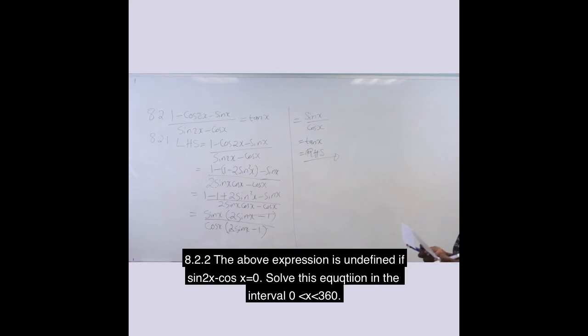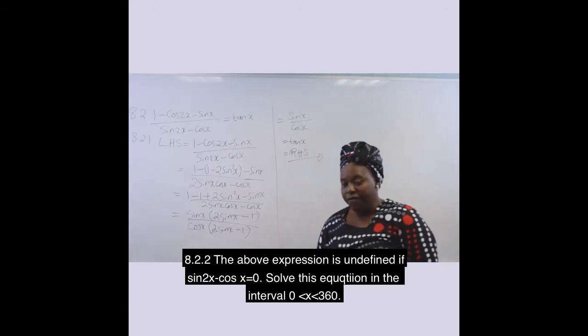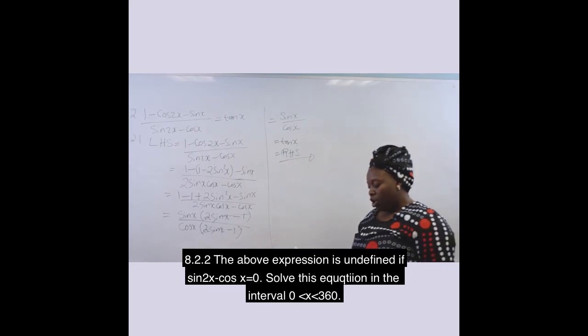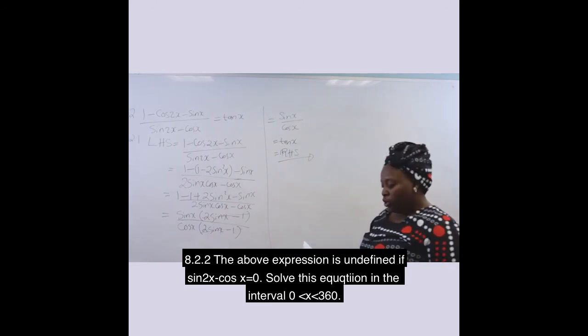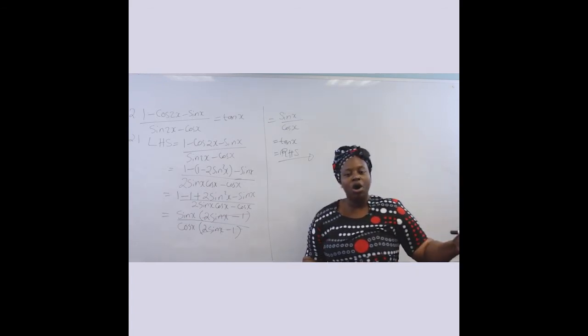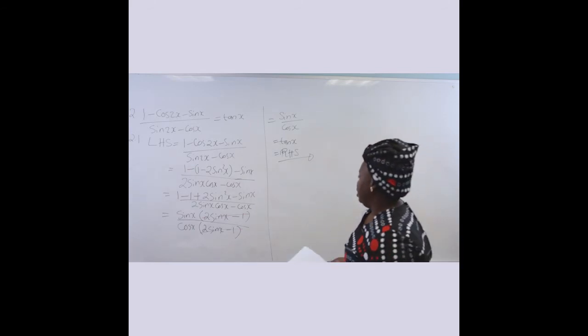8.2.2. They're saying the above expression is undefined if sine 2x minus cos x equals 0. Solve the equation through the interval where x is greater or equals to 0 or less or equals to 360. So your solution must lie between that. So let's do it.